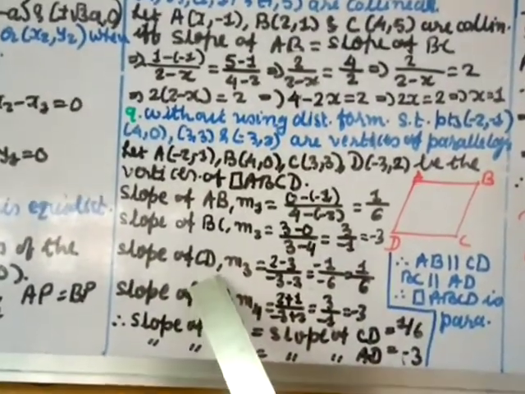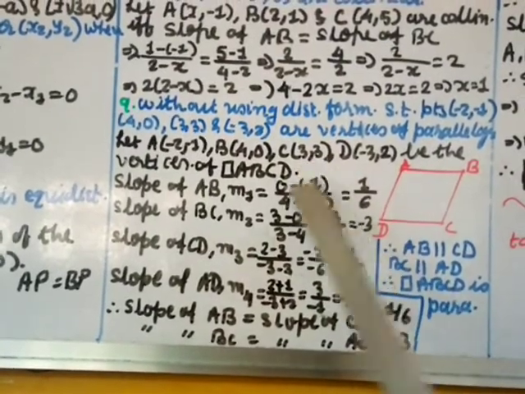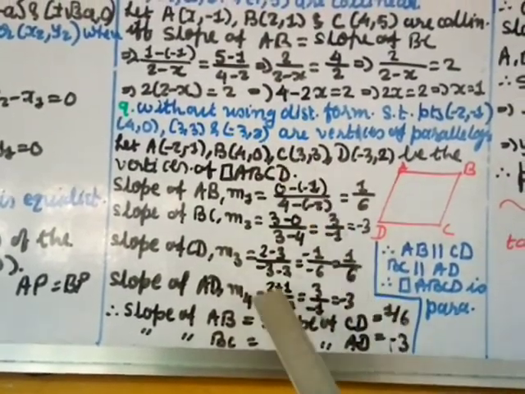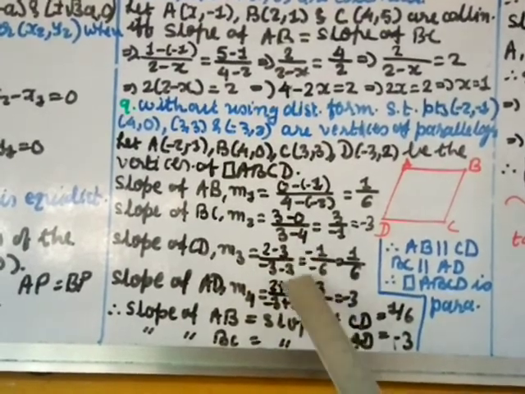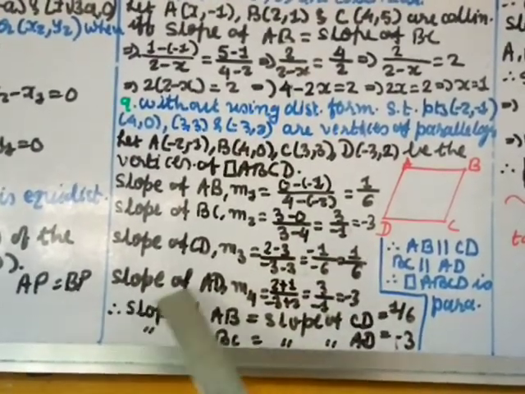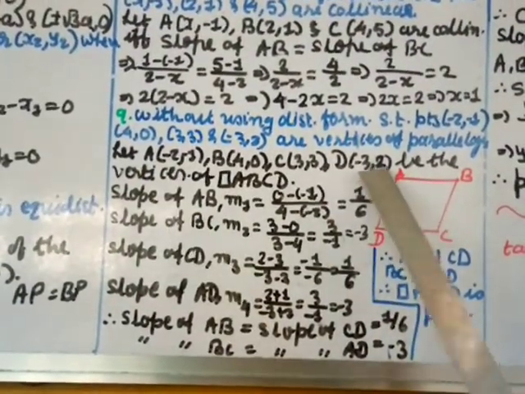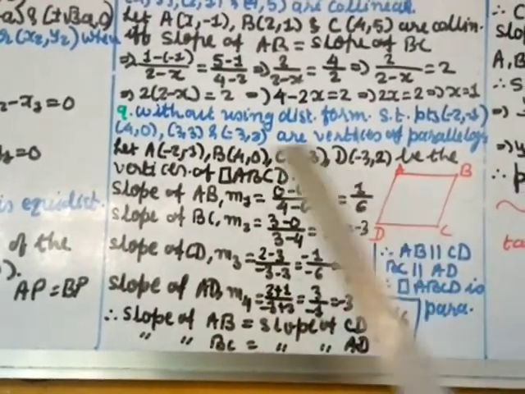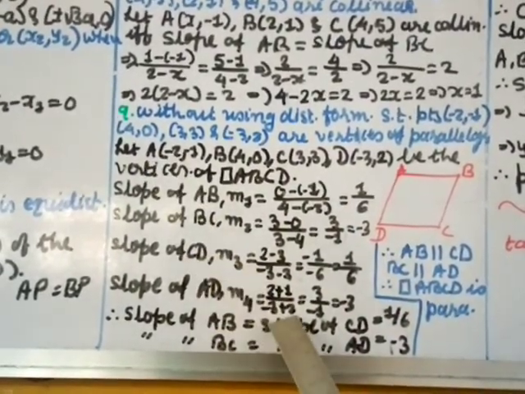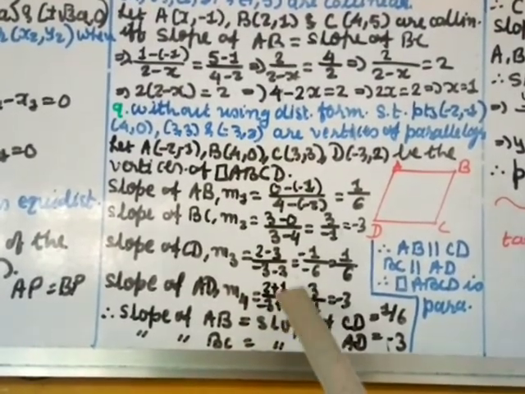Then slope of CD, that is M3. So this is CD: 2 minus 3 divided by minus 3 minus 3. This gives you minus 1 divided by minus 6, the minuses cancel, so 1 by 6. Slope of AD, M4. AD is D and A: 2 minus (-1), so it becomes 2 plus 1, which is 3, divided by minus 3 minus (-2), which is minus 3 plus 2, minus 1. So you get minus 3.